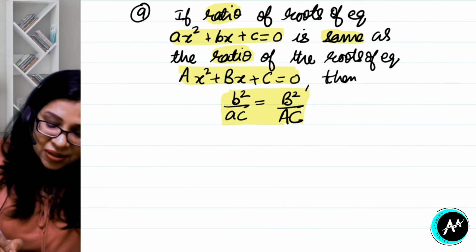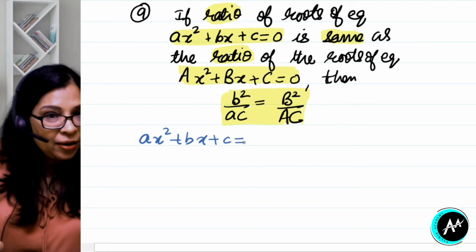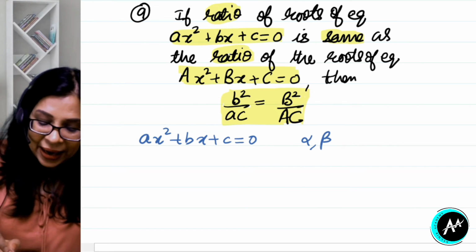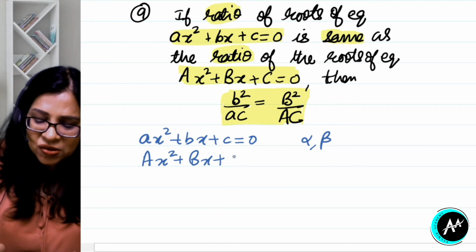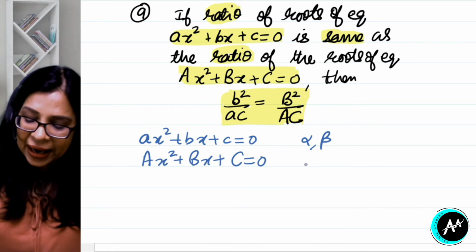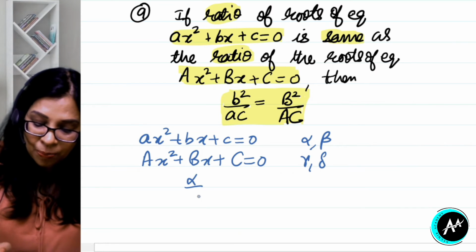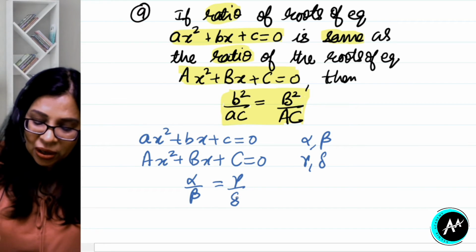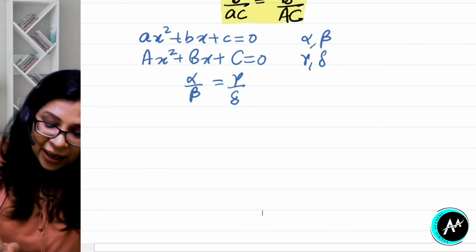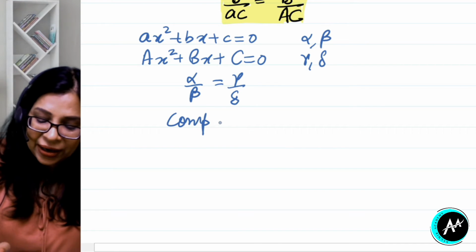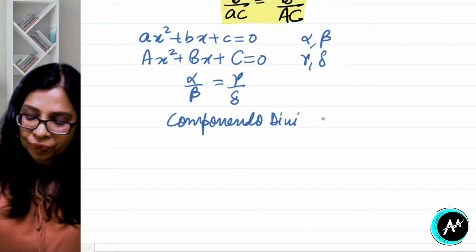Now again, suppose first equation is this, okay, and the roots are alpha and beta. Got it? And I have second equation as capital A x square plus capital Bx plus C equal to 0, and I have roots as gamma, delta. Now ratio is same, that means alpha upon beta is going to be equal to gamma upon delta. Now what we can do? We can apply componendo and dividendo rule. Is it all right? Componendo, dividendo rule.